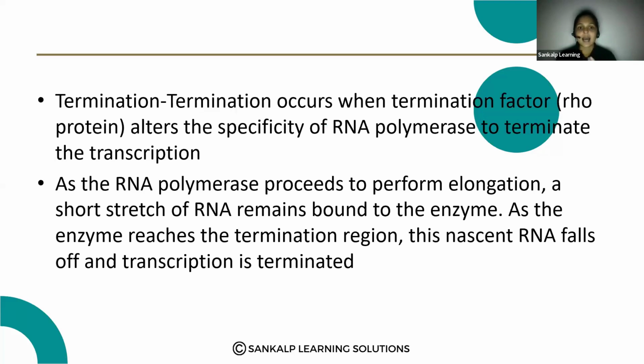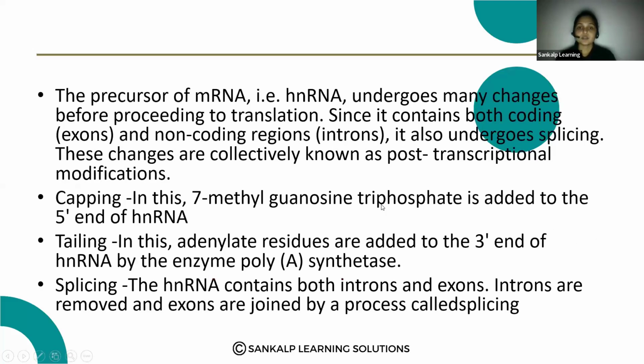Then termination. Here the rho factor is required to terminate the process. As the RNA polymerase proceeds to perform the elongation, the short stretch of RNA remains bound to the enzyme. As the enzyme reaches the termination region, the RNA falls off. So that represents the termination of the process.